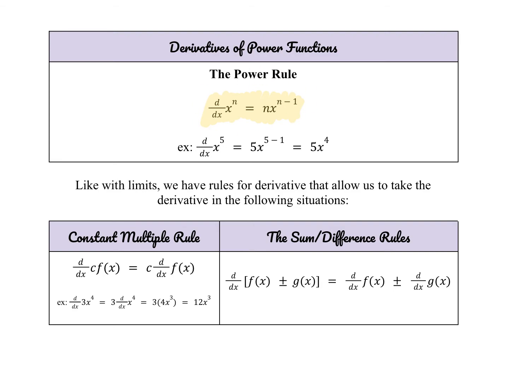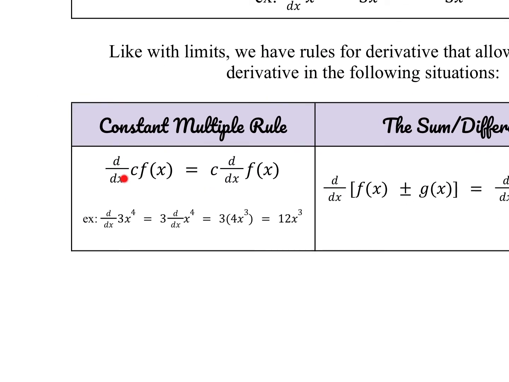We're going to be practicing this one first, but just like with limits, we have other rules for derivatives that allow us to take the derivatives in these different situations. So first, if you have a constant times a function, you can actually pull the constant out front and then just take the derivative of the remaining function and multiply by the constant at the end. So for example, if you have the derivative of 3x to the fourth, you could really just take the derivative of x to the fourth, which using the power rule would be 4x cubed, and then multiply by that constant of 3, giving you 12x cubed.